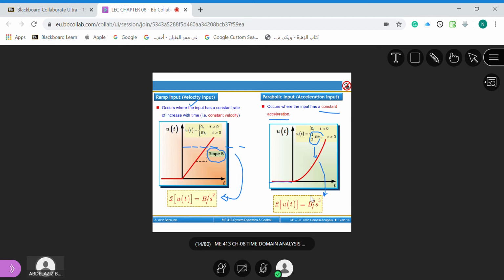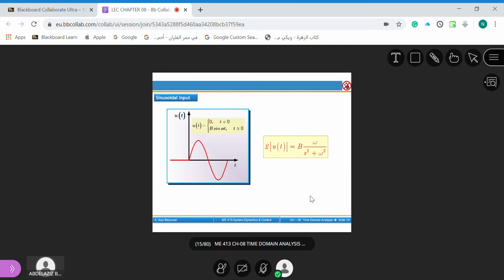So we will have our first order system, and we will apply these inputs to this system. How we are going to proceed is like this. This is the sinusoidal input, but I will show you now the first order system. We are going to write it like this.